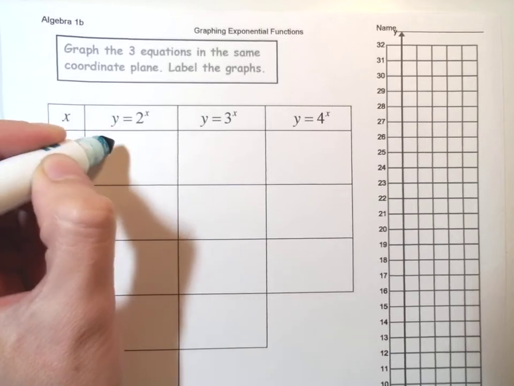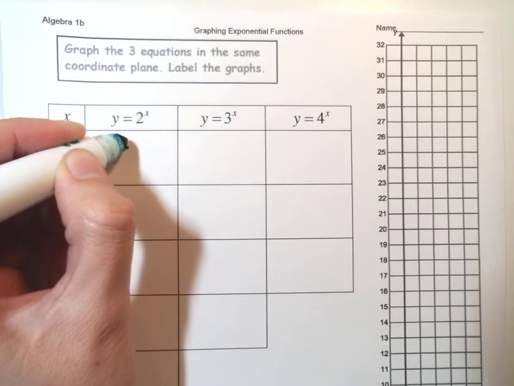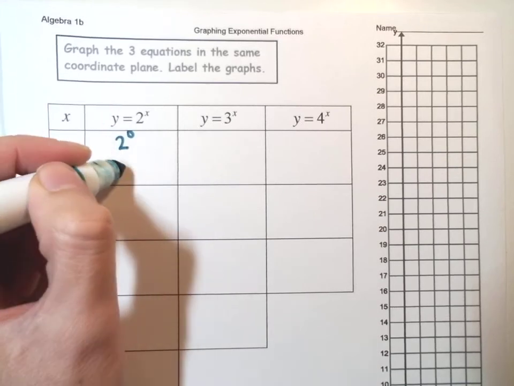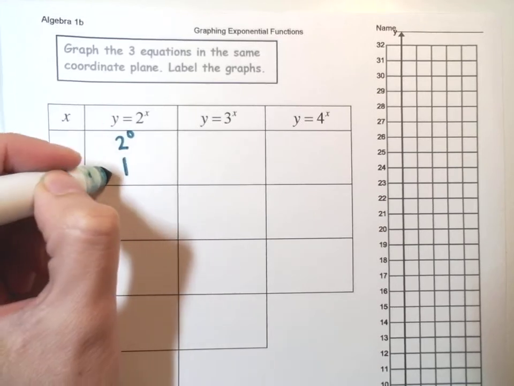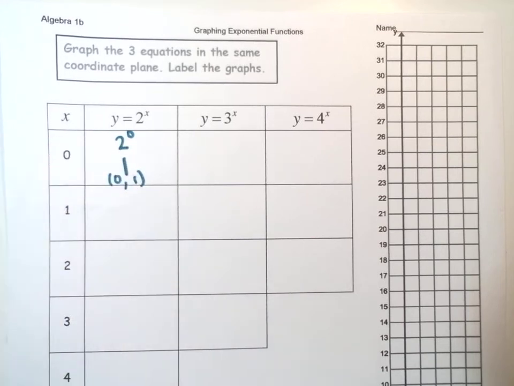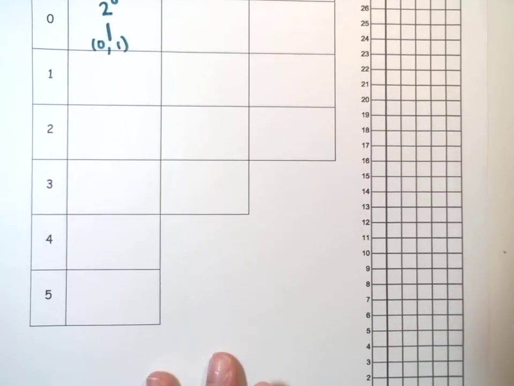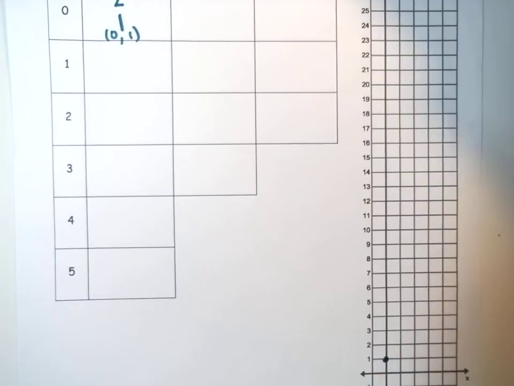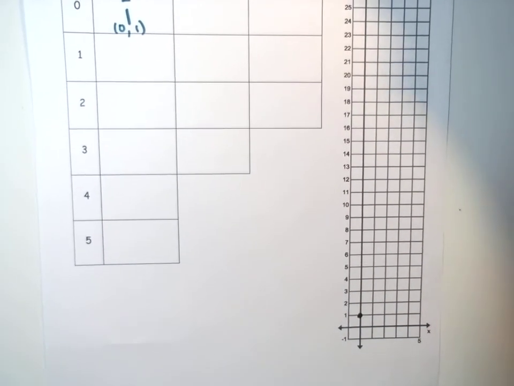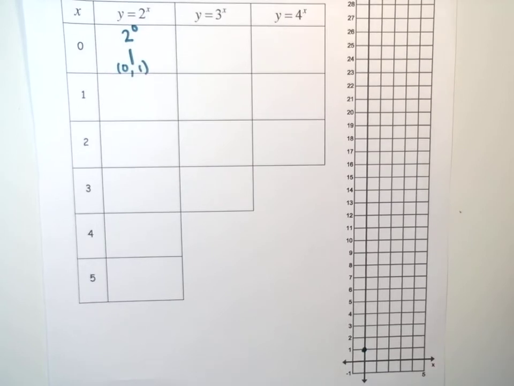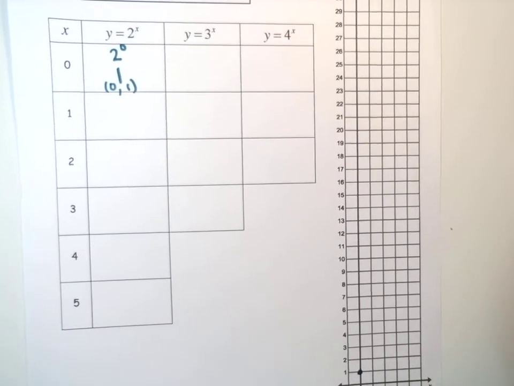So 2 to the x power, well, x is 0. So 2 to the 0 power, if you remember, anything to the 0 power is 1. So our first point here would be 0, 1. We can go down on our graph. Let's see if it'll fit. Nope. Let me lift up my camera a little bit. And we'd plot the first one at 0, 1.